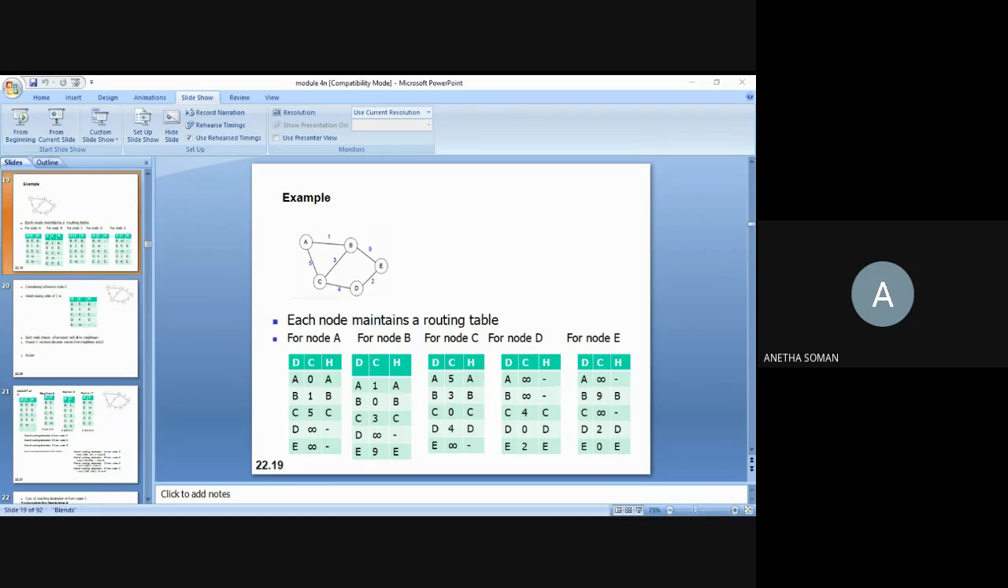Now what is the table we are getting for C? Kavya can tell. A4B, okay. B3B, okay. C0C, okay. D4D, okay. E6D, okay. Hope everybody got that answer.